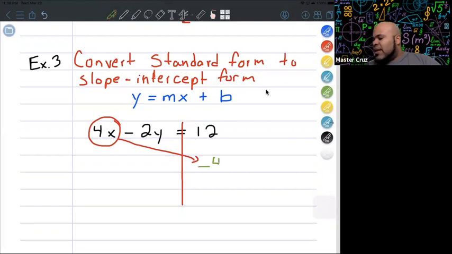So this is going to be -4x. You bring down the -2y. We did not switch that from one side of the equal sign to the other. And we bring down the +12.